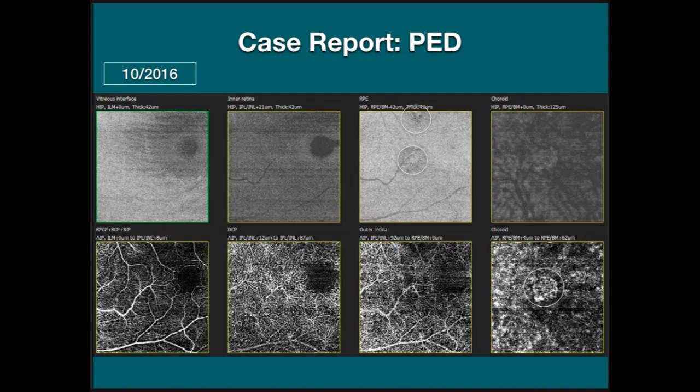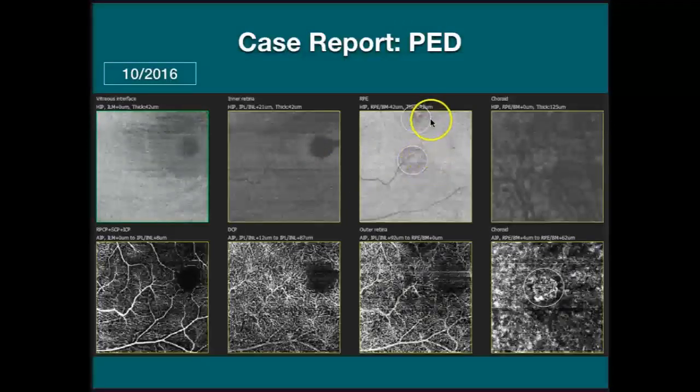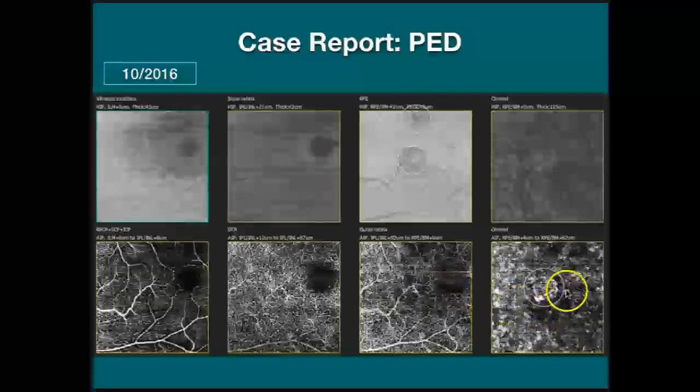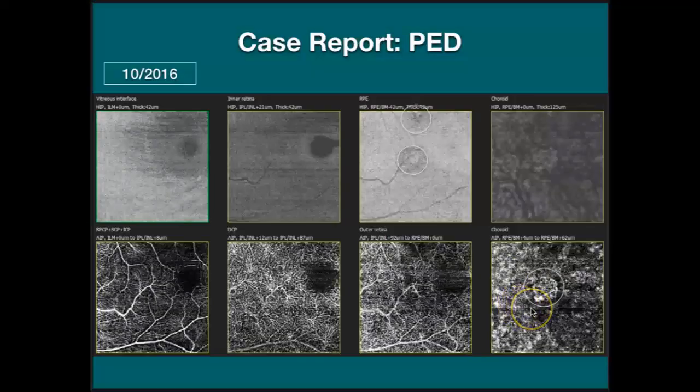So if we have a look now at the structure and function, the top layer is the OCT scans. You can actually see down at the level of the RPE a little bit of disturbance showing up, the two different areas. And then when you get down to the choroid, that little choroidal neovascular membrane is still showing, maybe a little more hyperintense there. But the upper one is not really showing anything at the moment.